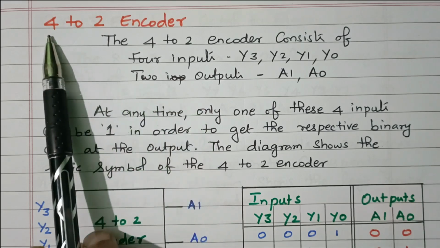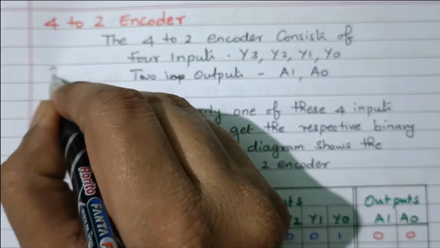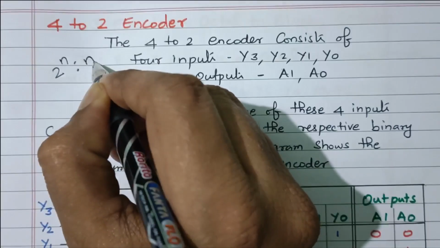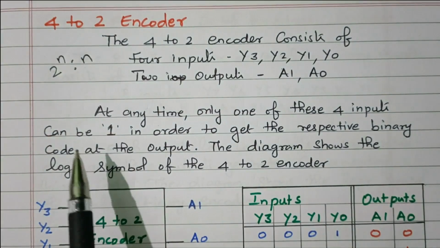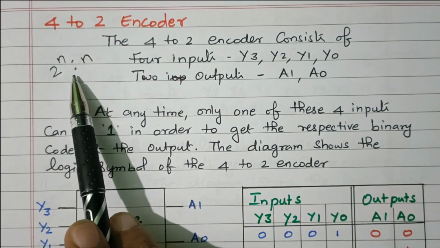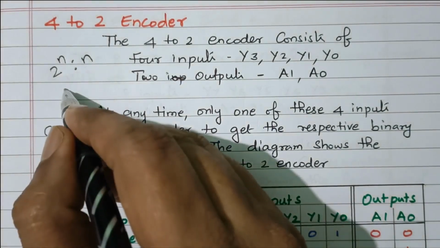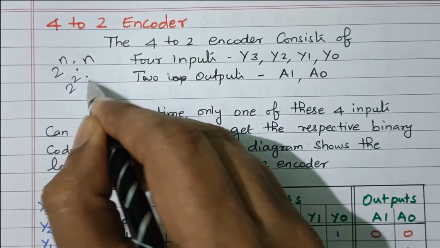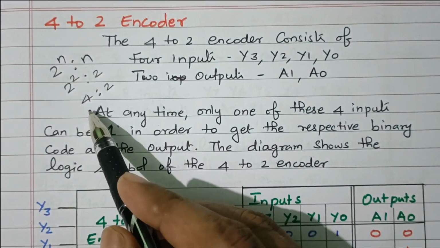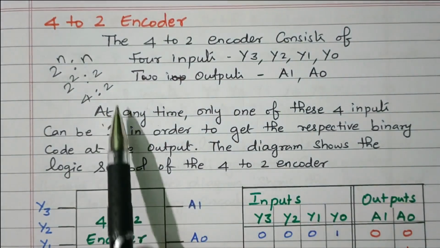Now we'll go to the topic 4 to 2 encoder. We know that an encoder is a device having 2 to the power n inputs and n outputs. This is the basic structure of the encoder. From 2 to the power n inputs, we can produce n outputs. Here n is 2, so 2 to the power 2 is 4, that is 4 to 2. From 4 inputs, we can produce 2 outputs, right?